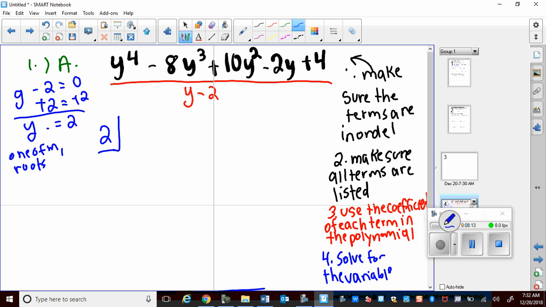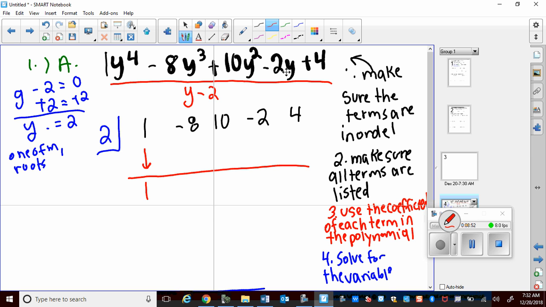So, setting myself up here, I'm going to take the coefficients of this polynomial. I start with 1, negative 8, 10, negative 2, and 4. Now, all my terms are listed. So number 3, use the coefficient of each term of the polynomial. Number 4, solve for the variable. I did all those steps. Now, my very first number always drops down, the line comes down. And then I multiply this number times that factor.